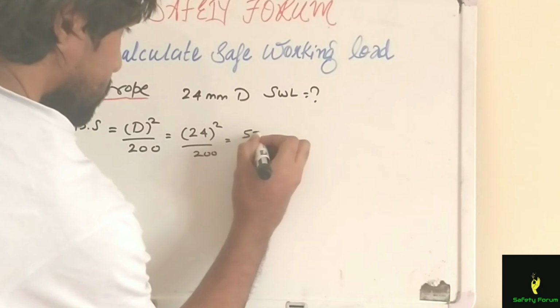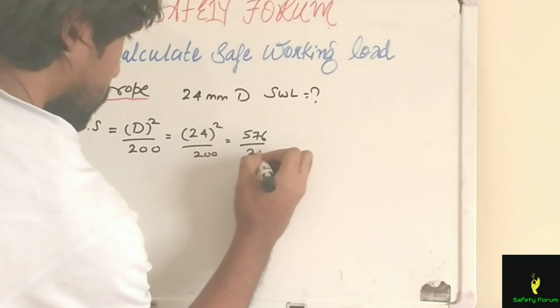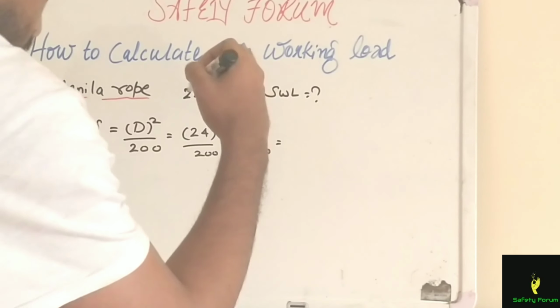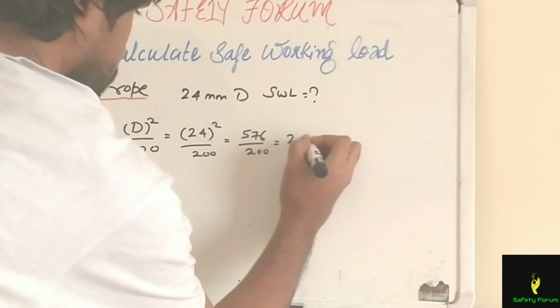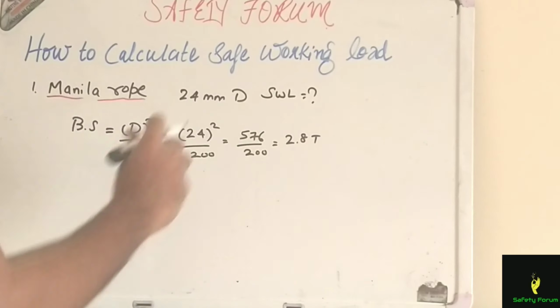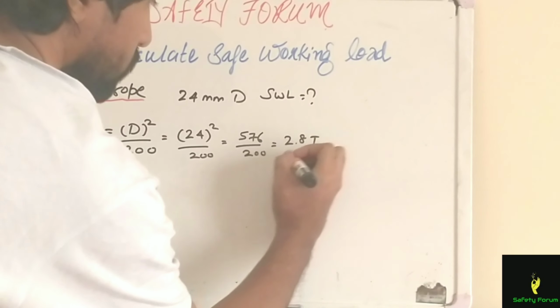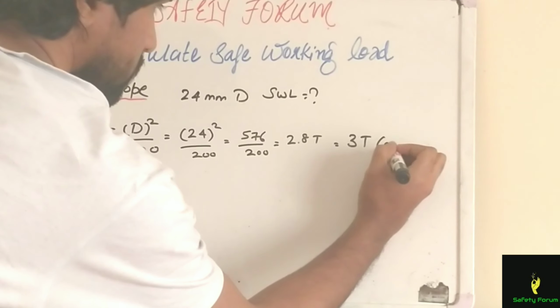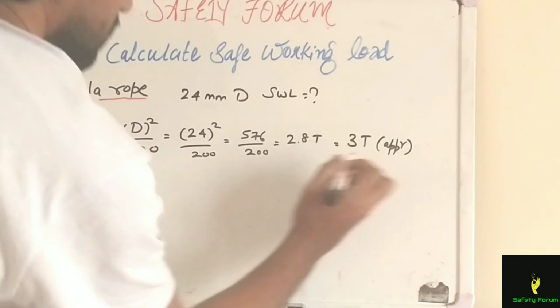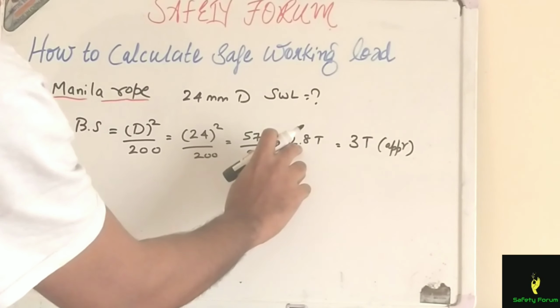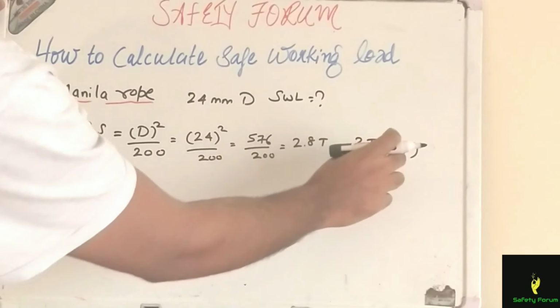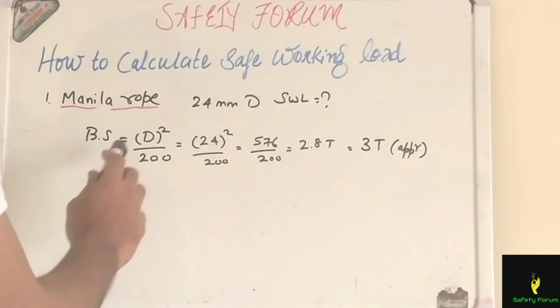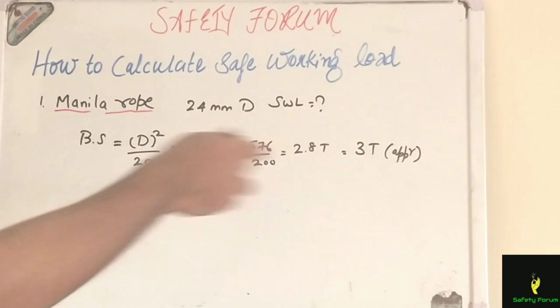So we will be getting 576 divided by 200, which will be the value 2.81 tons. I have already done the calculation, so I will check it back and write the value for you. So it will be 3 tons, you can approximately take, because after 0.5 you can round it out to 3 tons, so it will be 3 tons.